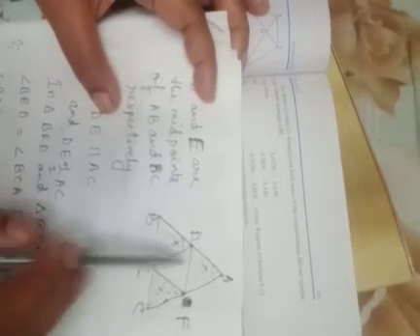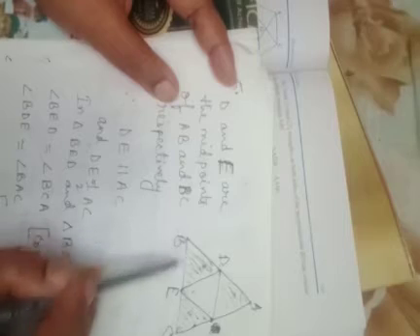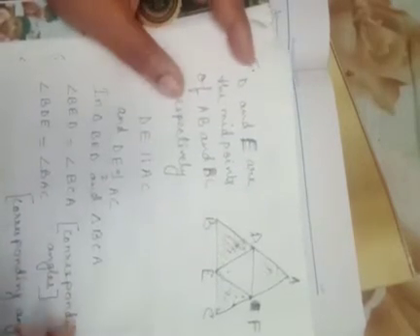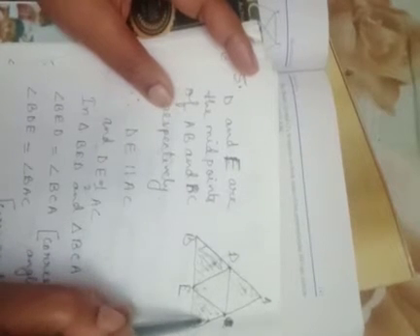So we can say that DE is parallel to AC, and DE is half of AC. In triangles BED and BCA, we can see that angle BED is equal to angle BCA, because these are corresponding angles.